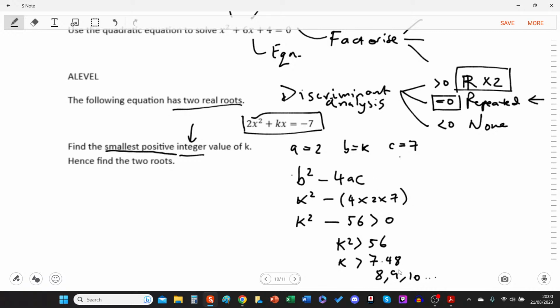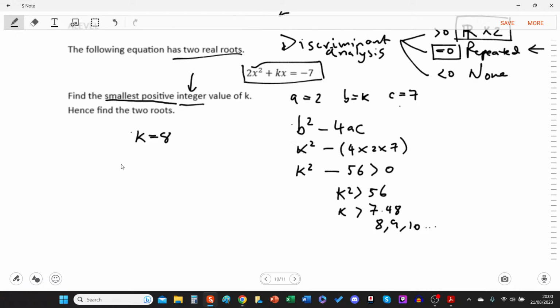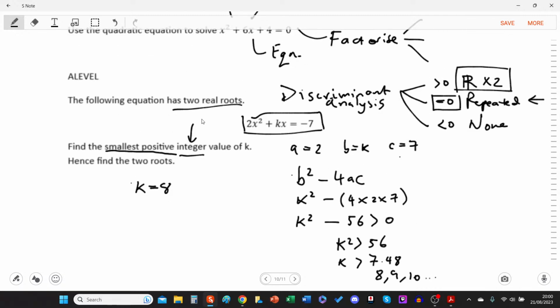Okay, so it looks like there's a lot of possible values that would work for k. So this is not a unique solution, but this question asks for the first. So we're going to go with 8. Let's say k equals 8. Really cool. So when you notice that we're talking about these roots, go for discriminant analysis. And then, hence, this is really cool.